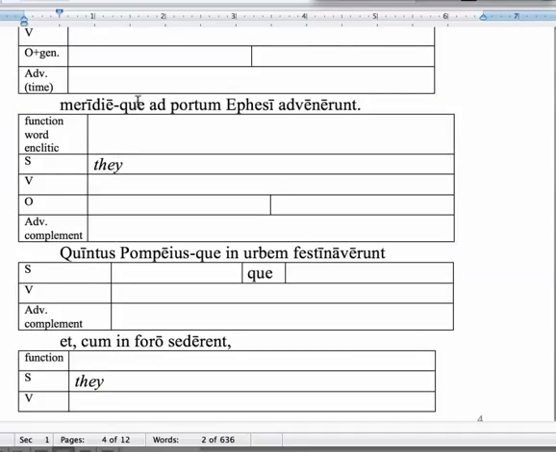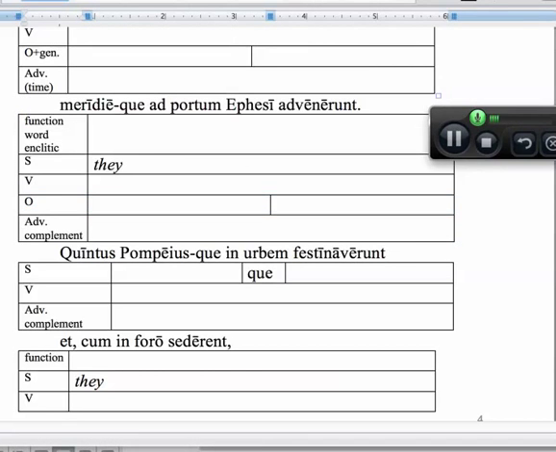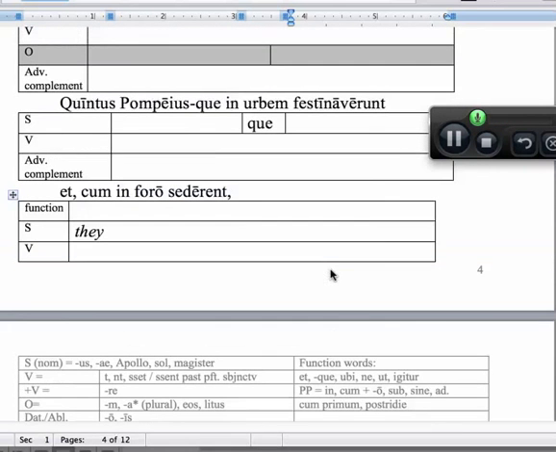Meridie que, so que is the function word, and meridie is just an adverb. It will go down here. Advenire is obviously the verb. The object is really, I should cross that out, in fact. Let's see. Okay. I better stop there. We'll have trouble loading up. Try to work through the rest of them on the basis of what I've said so far.